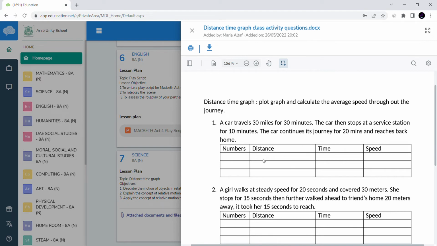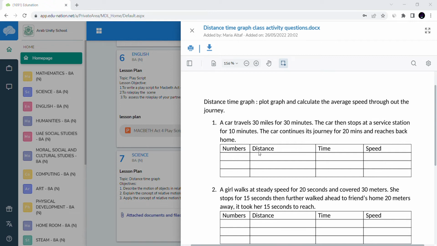And then guys, in this distance one we have to write 30 miles over here, and in this time one we have to write 30 minutes right over here. So guys, 30 divided by 30 is 1. In speed we have to write 1. So 30 divided by 30, 1 at speed.